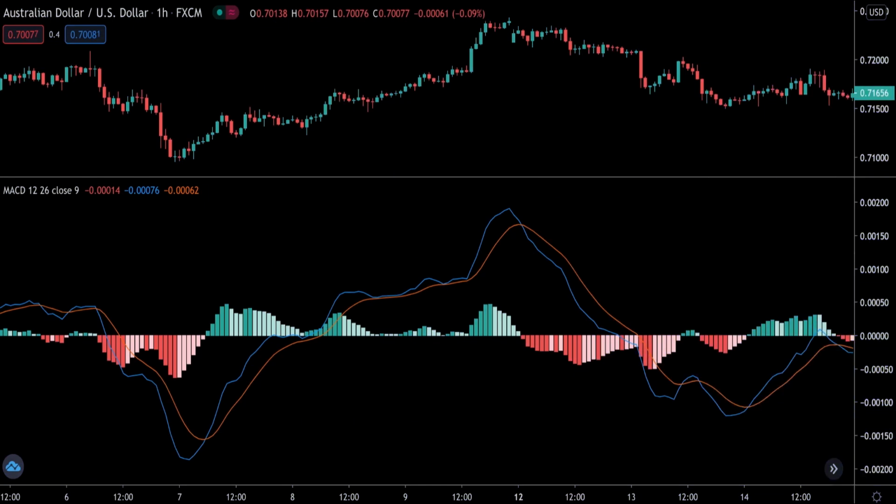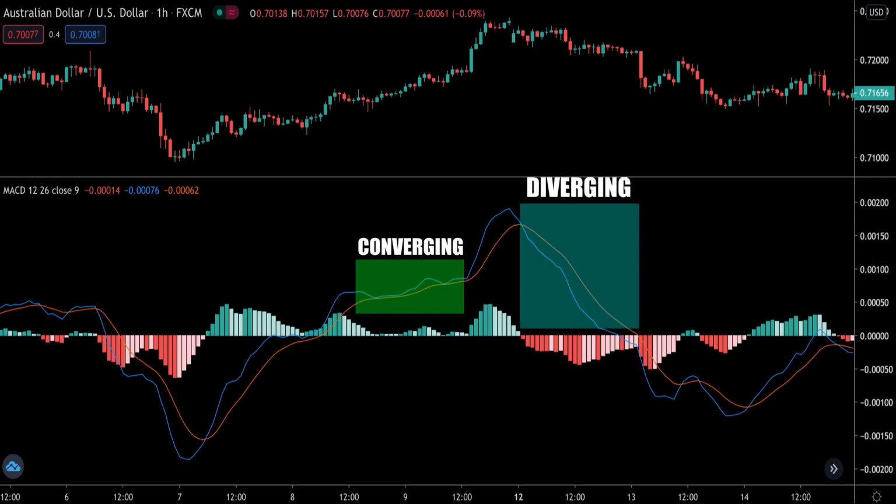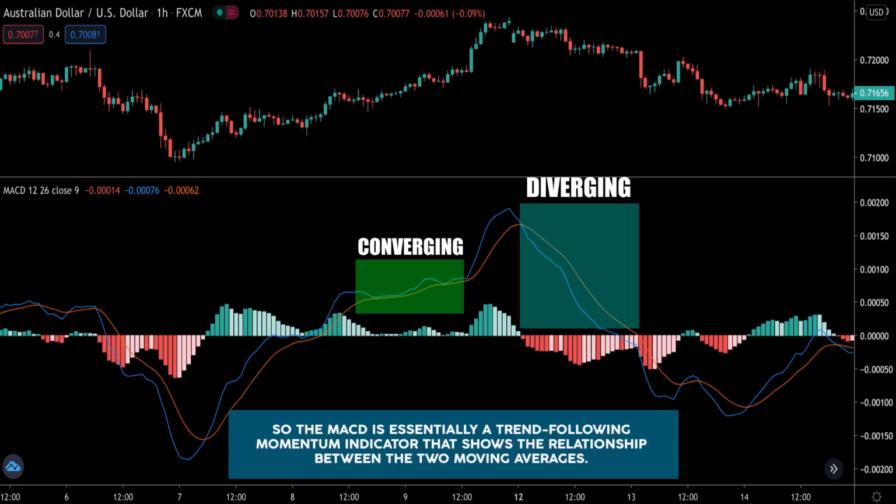When the two moving averages are coming together, they are said to be converging. If they are moving away from each other, they are said to be diverging. So, the MACD is essentially a trend-following momentum indicator that shows the relationship between the two moving averages. If you want to know how to use the MACD effectively, then make sure to keep watching.